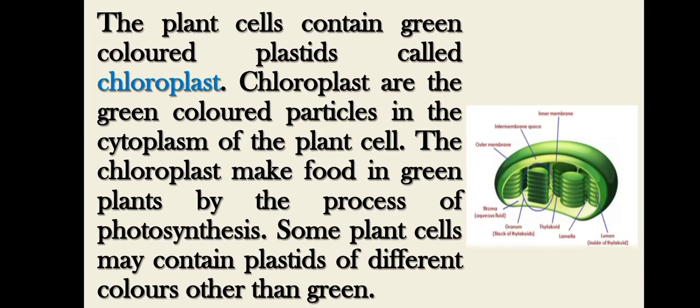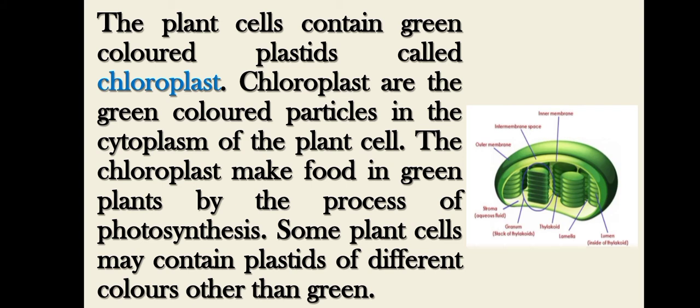The plant cell contains green colored plastid called chloroplast. Chloroplasts are the green colored particles in the cytoplasm of the plant cell. The chloroplasts make food in green plants by the process of photosynthesis. Chloroplasts are not present in animal cells.